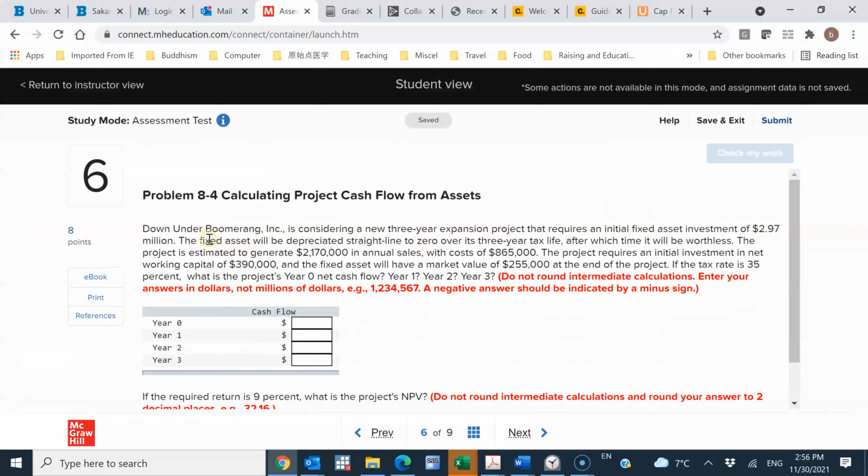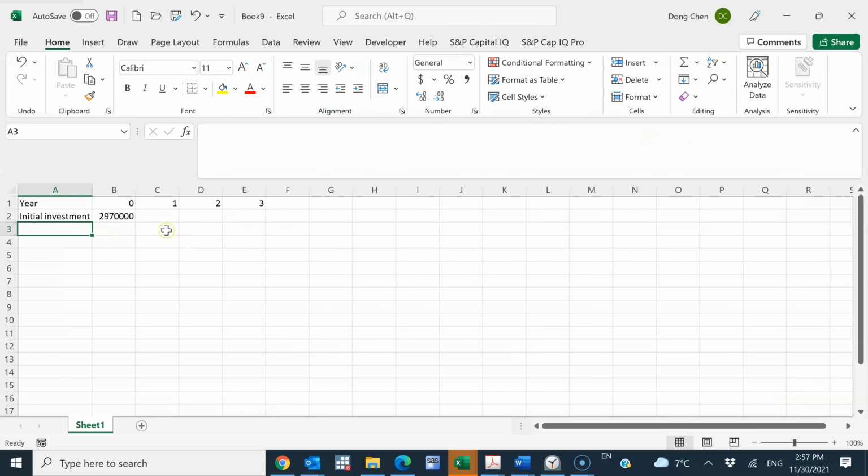The following sentence says the fixed asset will be depreciated straight line to 0 over its 3-year tax life, after which time it will be worthless. Basically, this worthless here means the book value. It doesn't necessarily mean that the asset will not be sold for any money on the market. Actually, as you'll find out, this sentence also tells us that the fixed asset will be sold at the market value of this much.